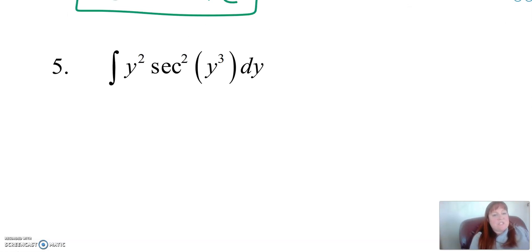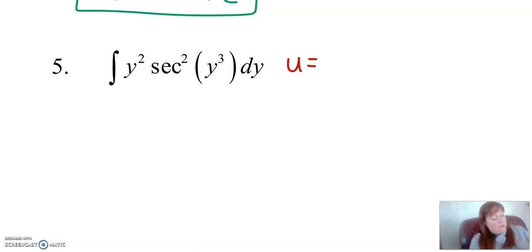Okay, so first things first, I see that I have secant squared of something, and anytime I have anything more than just y or x or t, just anything more than a variable, I know I'm going to have to do a u substitution. I also see a function inside of a function. Y cubed is inside of the function secant squared, and I see this function's derivative out here, which is like a big red flag that we need a u substitution, okay?